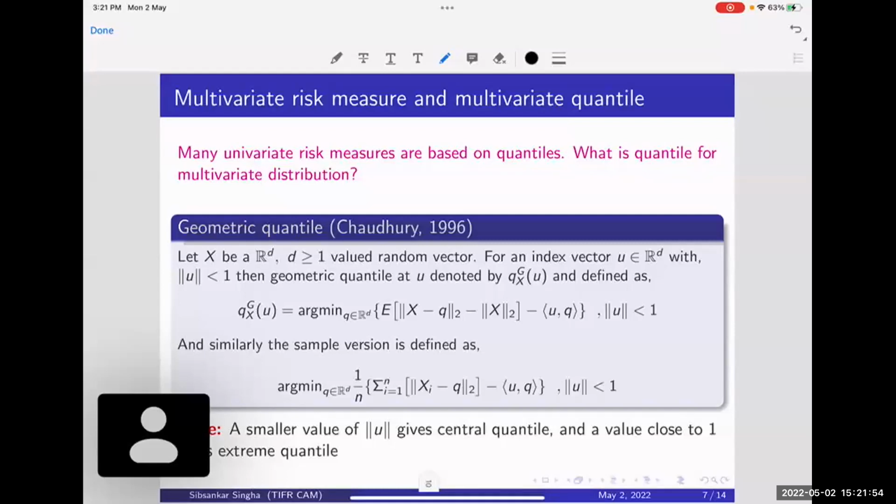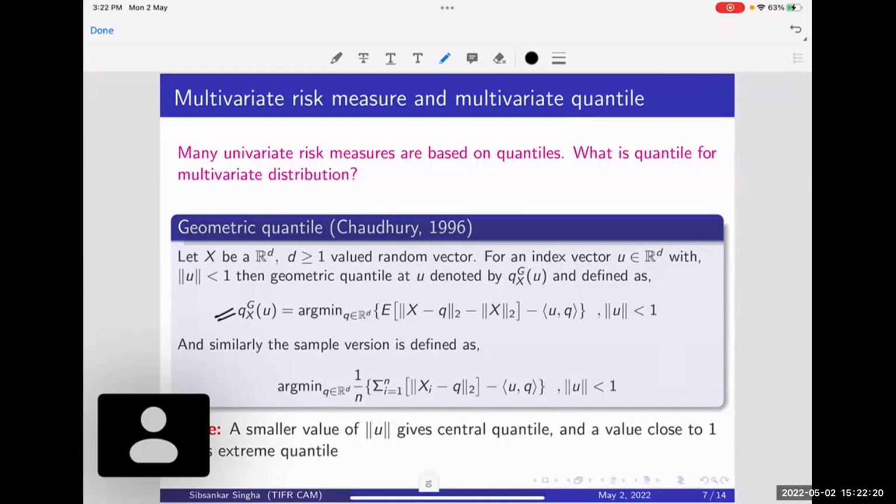So what is a geometric quantile? When we talk about a univariate quantile, there is an index factor alpha, that is, we say alpha quantile. Here in the multivariate case, we use the elements of the interior of the unit ball as the index factor, and the geometric quantile is given as this optimization problem.